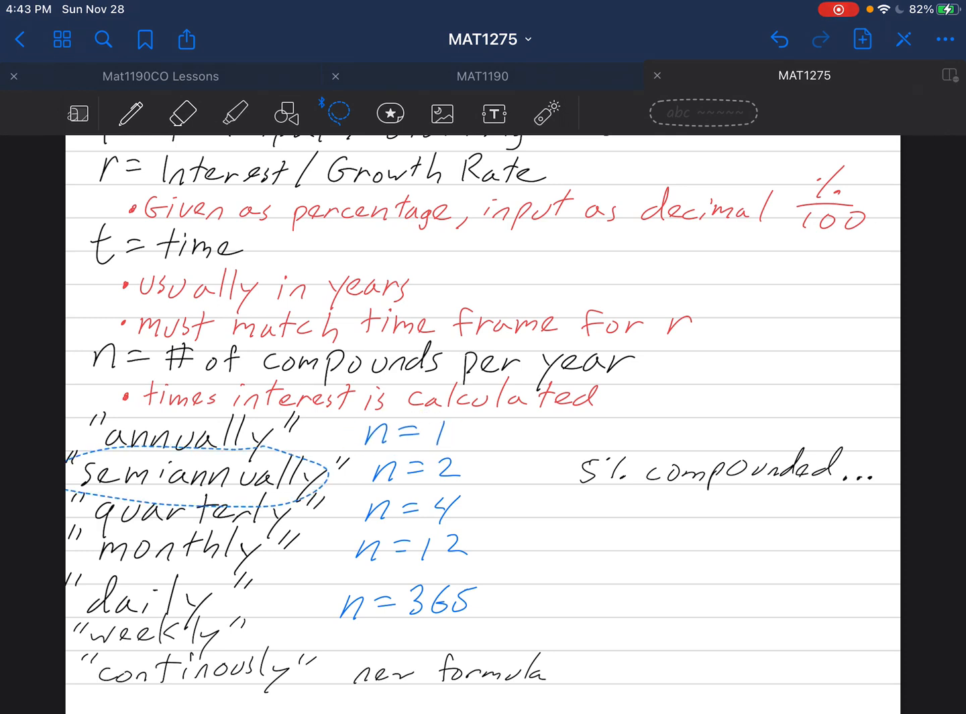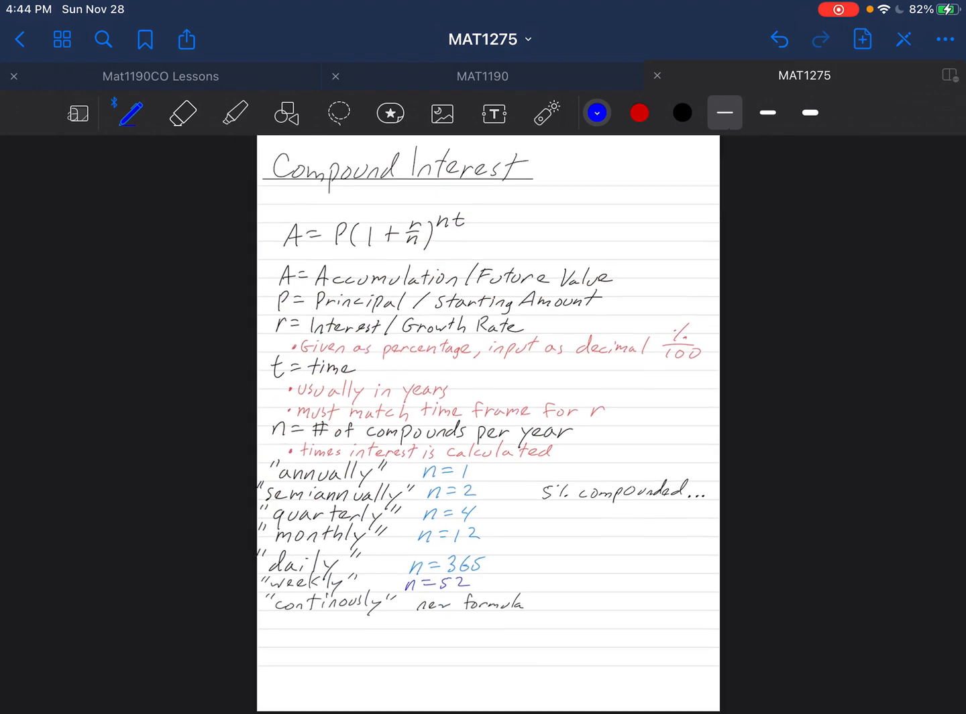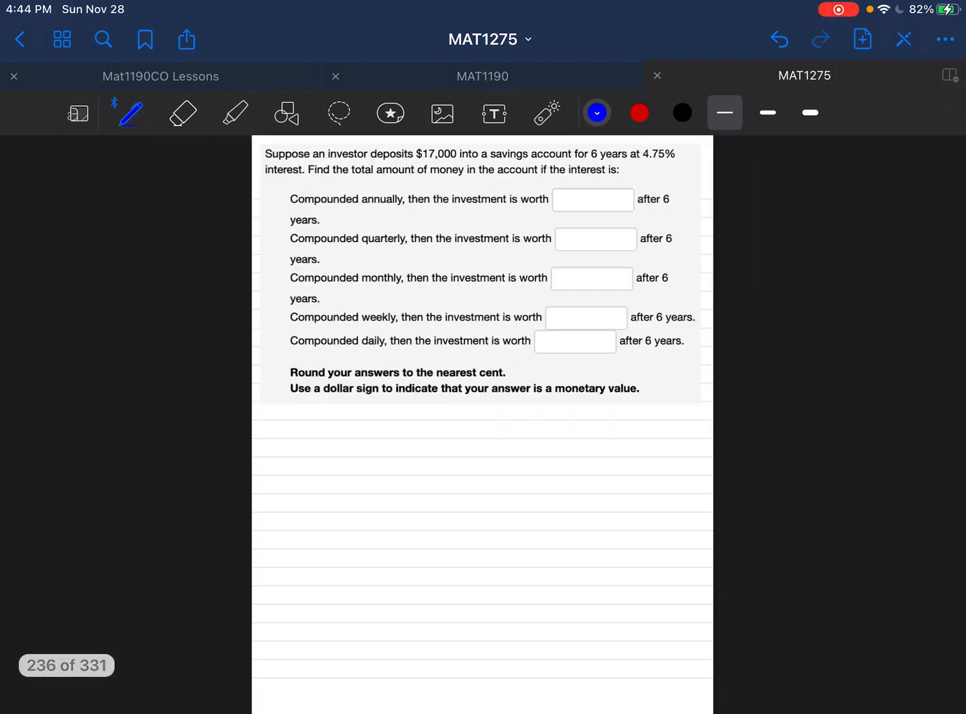Semi-annually means it's twice per year, so n is equal to 2. Quarterly means every 3 months, so n would be equal to 4. Monthly, since there are 12 months in a year, the interest is calculated 12 times per year. Daily, with 365 days in a year, n is 365. And weekly would mean n is equal to 52 because there are 52 weeks in a year. So let's get to a problem here.